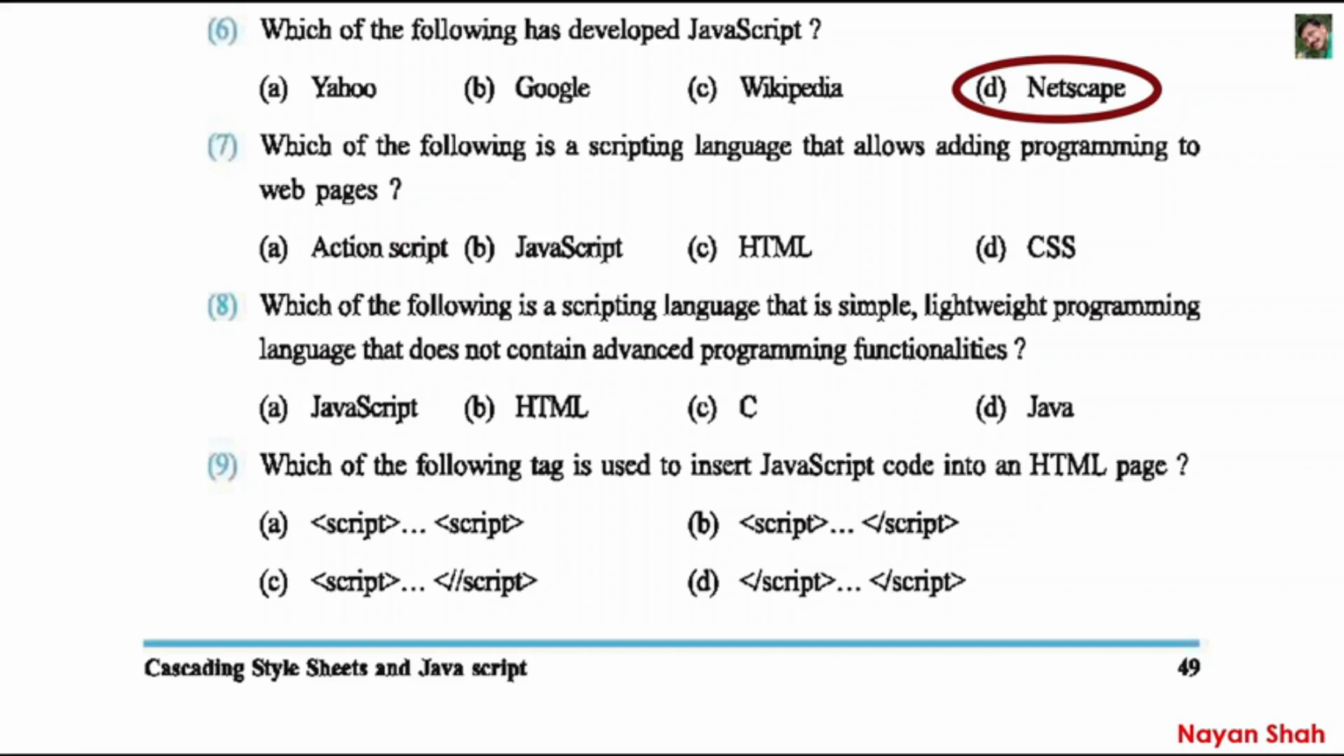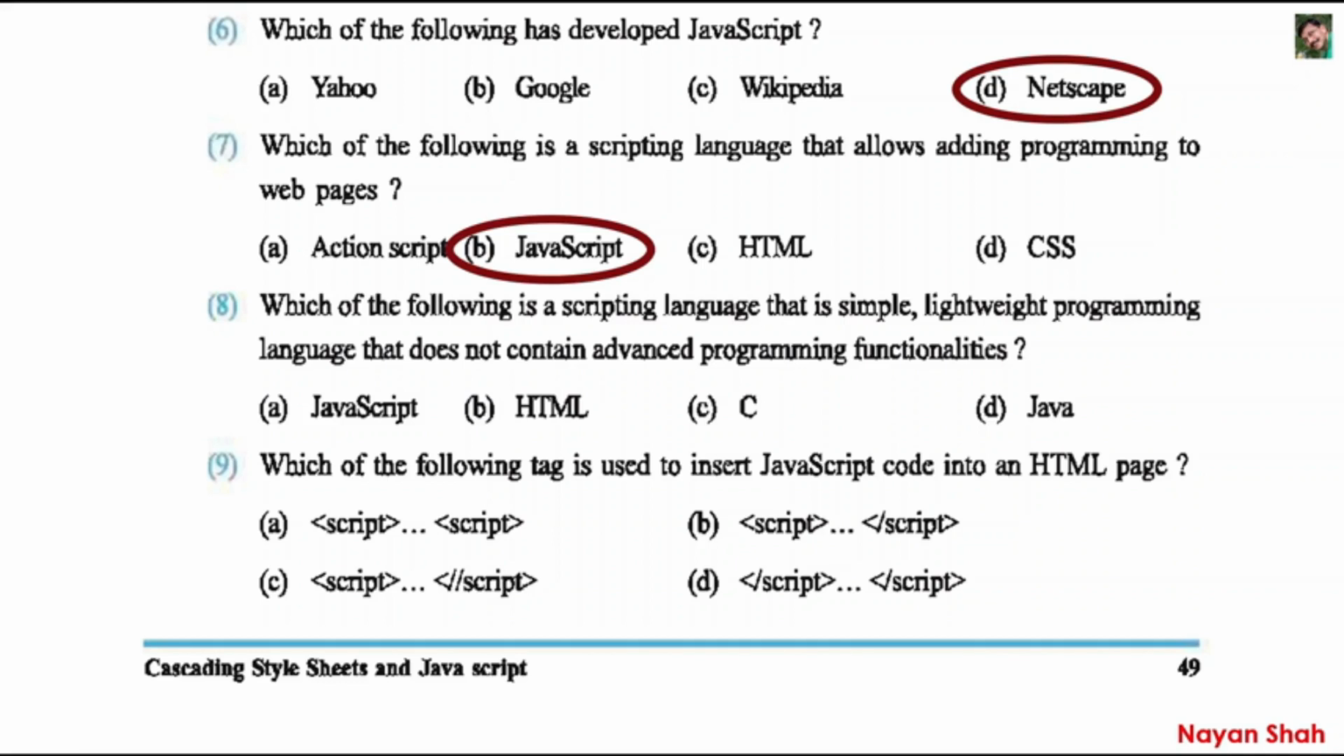Next question. Which of the following is a scripting language that allows adding programming to the web pages? So using what we can add programming in the web page. You know that HTML is not capable of adding programming. CSS cannot add programming because CSS is only for the style sheets. There is nothing like ActionScript. So the correct answer would be JavaScript. JavaScript allows programmer to add programming aspect in the web pages. So that is JavaScript.